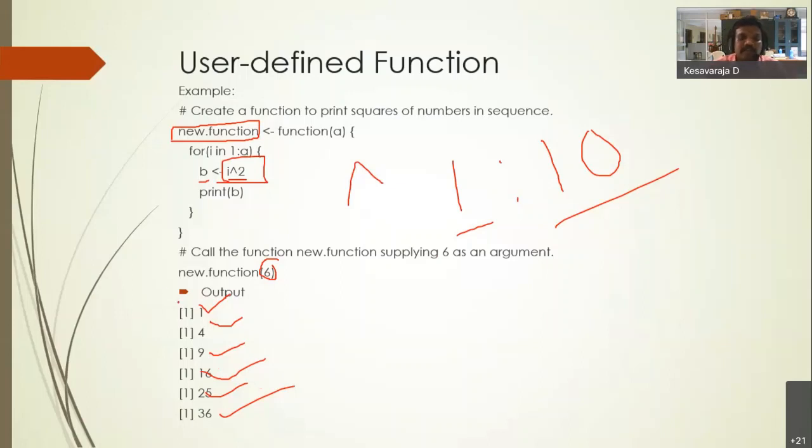The function call looks like this: new.function, the function name, then the parameter. The function call passes an argument of 6, which will print the squares of the sequence. User-defined functions.